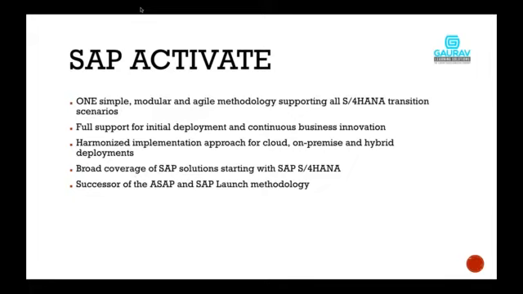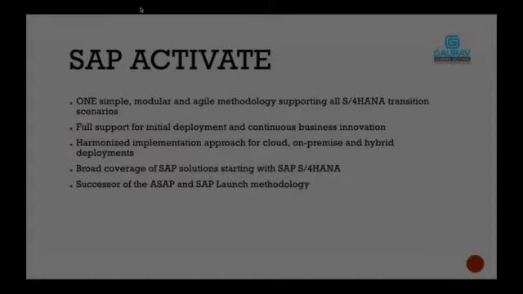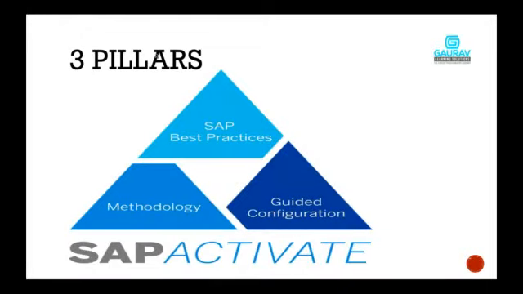Now, SAP Activate consists of three different pillars. So see, SAP SF was only the methodology. It was only providing the methodology which has 5 phases. But when it comes to SAP Activate, it is not only the methodology. You can see there are three pillars. Methodology is one of those. Very important question from the interviews or maybe in the exam point of view. What are the three key pillars? Three pillars of SAP Activate. So you have to select methodology, best practices, and guided configuration.